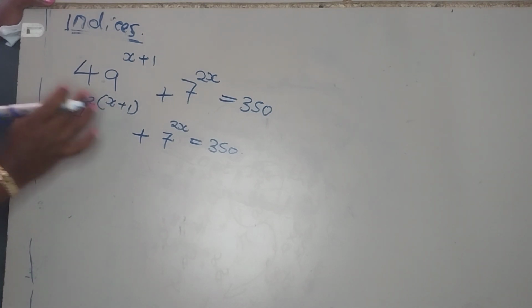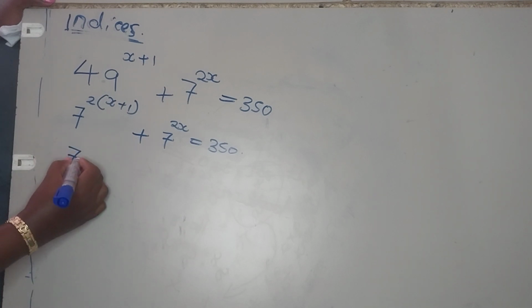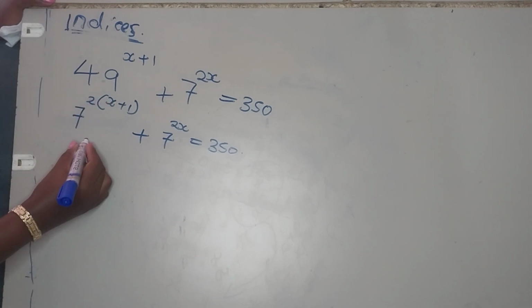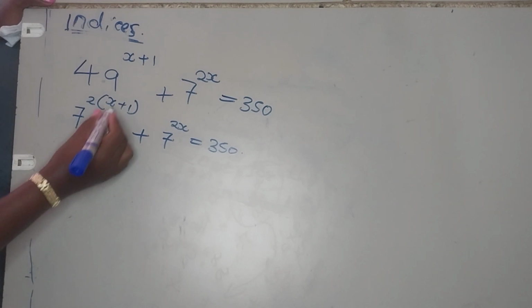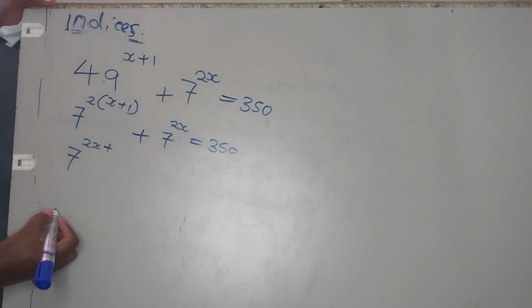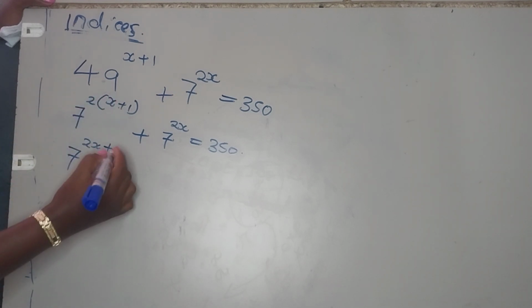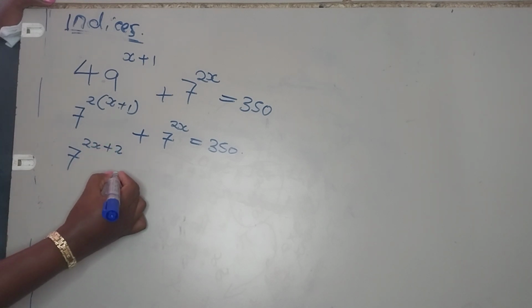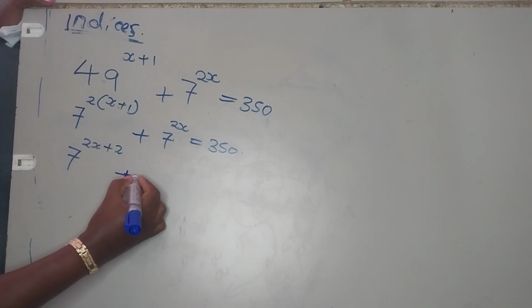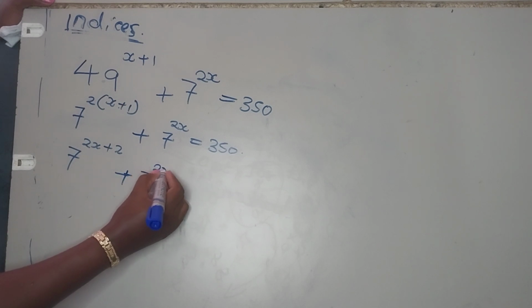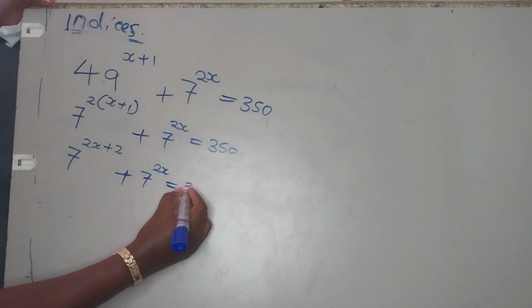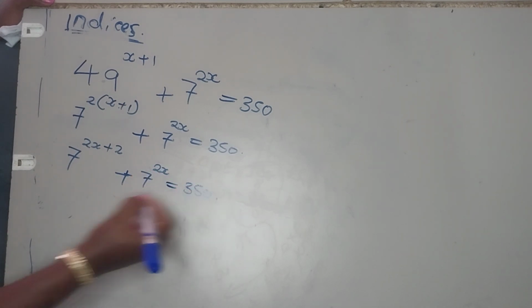Let us also do this bracket. 7, what is 2 times x? It simply gives us 2x. The sign is plus. 2 times 1 gives us a 2. Then again, we continue with the equation. It is said plus 7 to power 2x gives us 350.